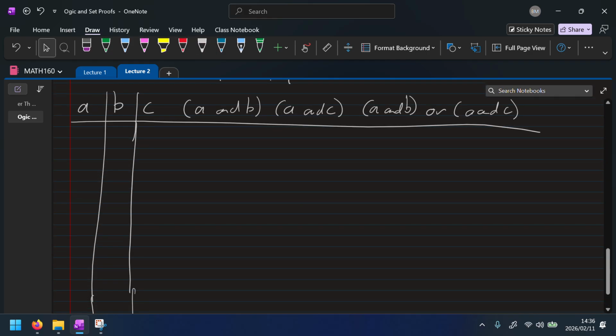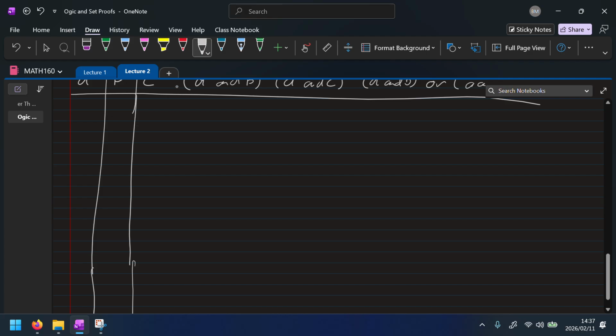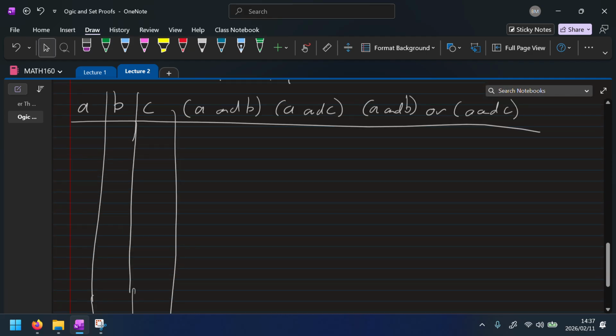In the test and exam, please use a ruler. I'm freehanding here, but try and make it a little bit neater for the presentation.